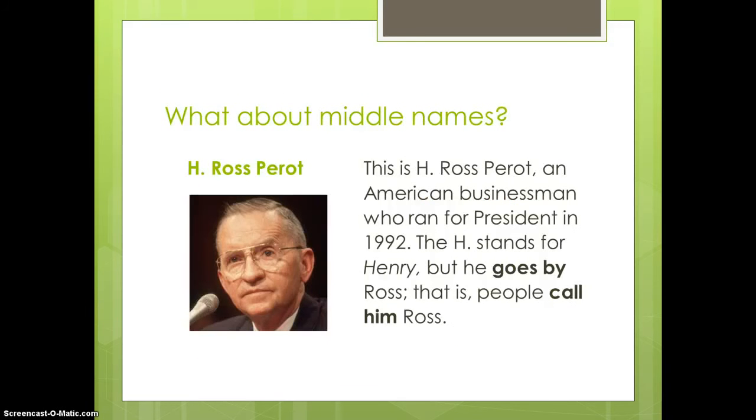Okay, what about middle names? So here's a picture of someone named H. Ross Perot. It's a French name, that's why we don't pronounce the T. So H. Ross Perot is an American businessman. He ran for president in 1992. The H stands for Henry, but he goes by Ross. And sometimes people just call him Ross Perot. We don't always see the H there.